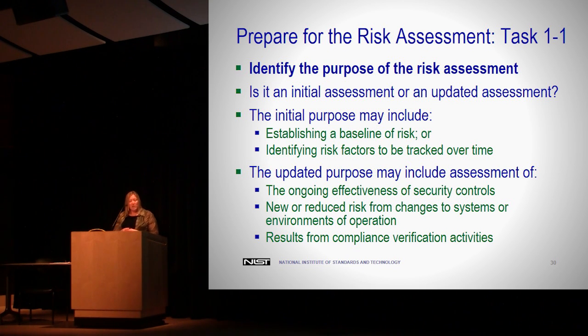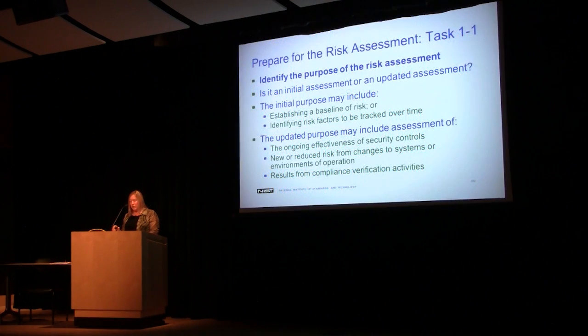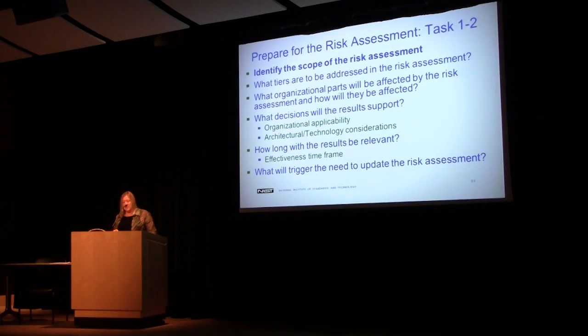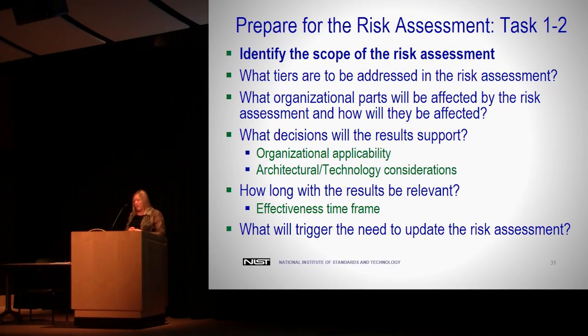The updated purpose, if you're updating your assessment, then you might be looking again for the ongoing effectiveness, new risks that have popped up based on changes, or any compliance verification activities that you've done. And so those might feed into your risk assessment or cause you to have to do one. And so you're just identifying that in this first task. In the second task for the prepare step, we identify the scope of the risk assessment. So what is it going to encompass? Where are our boundaries here?